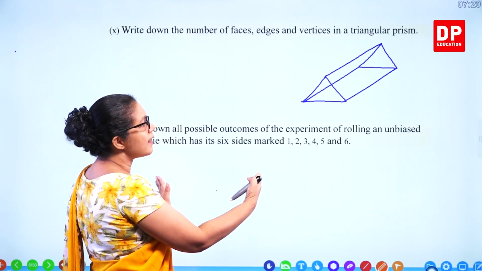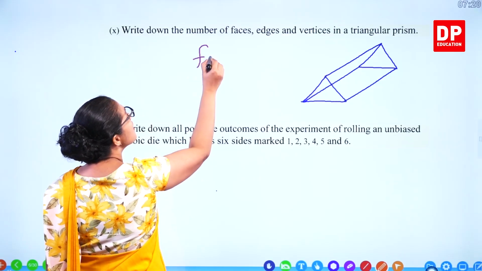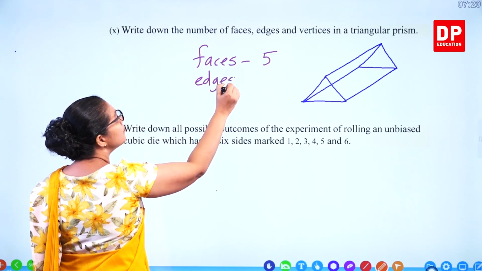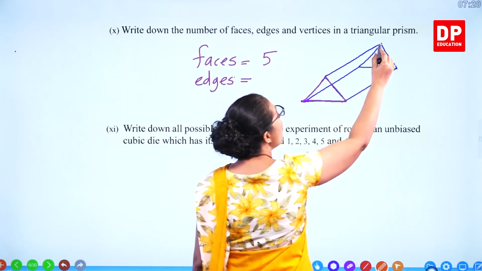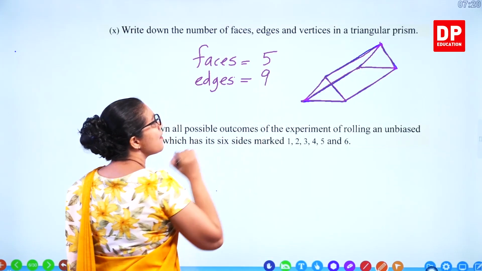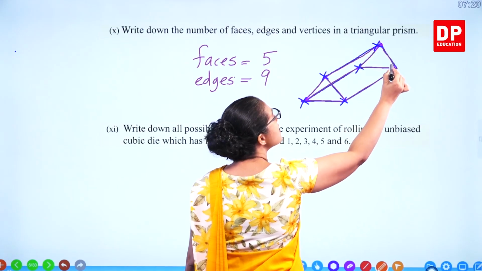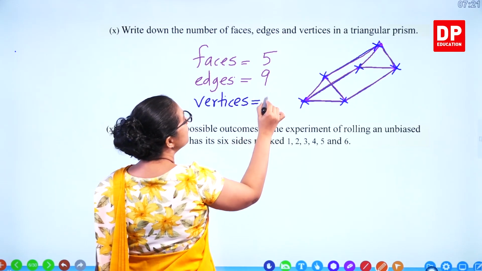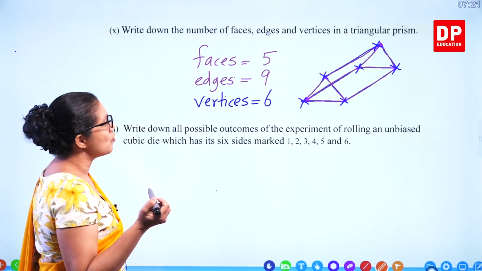Faces, so you get 2 triangles there, and how many rectangles? 3 rectangles. So 3 plus 2, you get 5. So 5 faces are there. How many edges? Edges will count 1, 2, 3, 4, 5, 6, 7, 8, 9. 9 edges are there. And how many vertices? 1, 2, 3, 4, 5, 6. 6 vertices are there. Now we'll check whether Euler's equation is satisfied. Vertices plus faces, 6 plus 5, 11. Edges plus 2, 9 plus 2, 11. So that's true.